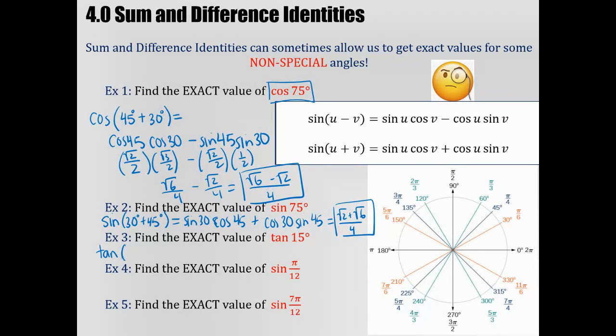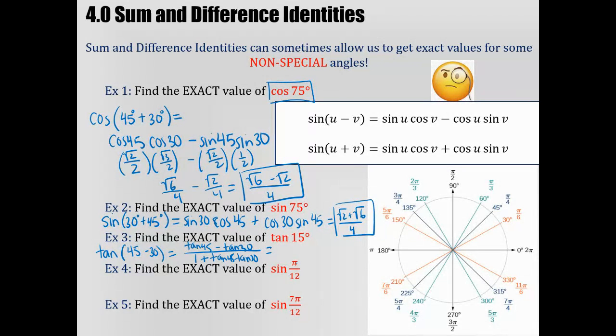I can express that as a sum or difference of special angles. I'm going to go ahead and do 45 minus 30. Realistically, I could find the sine of the difference and the cosine of the difference and then divide. Or if I wanted to use the tangent one, it's the tangent of 45 minus the tangent of 30, divided by 1 plus the tangent of 45 times the tangent of 30.